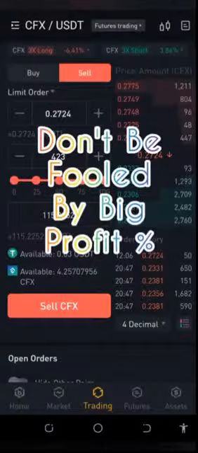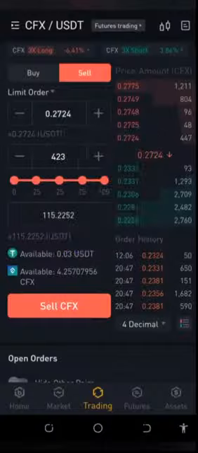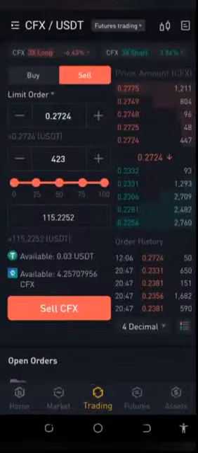Don't be fooled by big amounts. Don't be fooled by signals that are promising you 15%, 20%, 10%, because this is what's going to happen: the actual details, you'll miss out on them. Just like I missed out on all these details right now. I was so excited because I felt, oh, this was going to work.